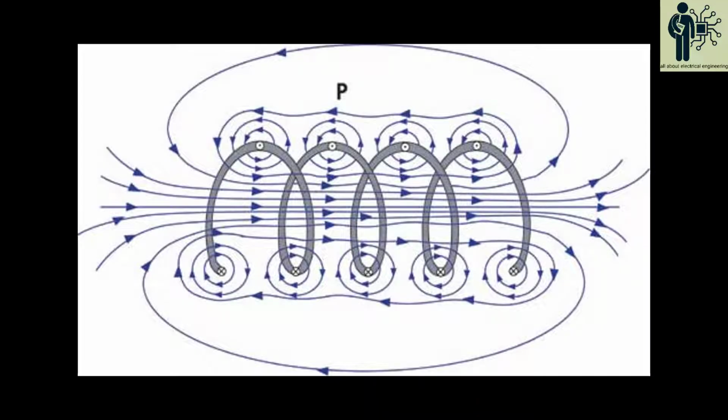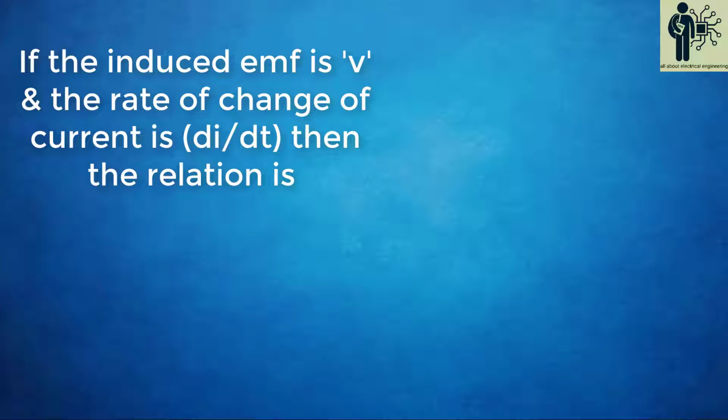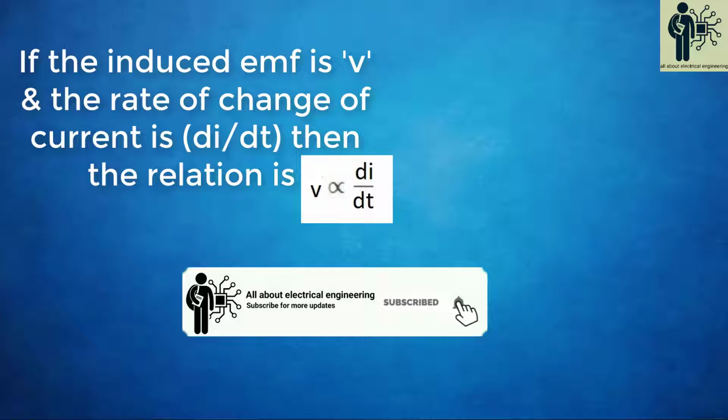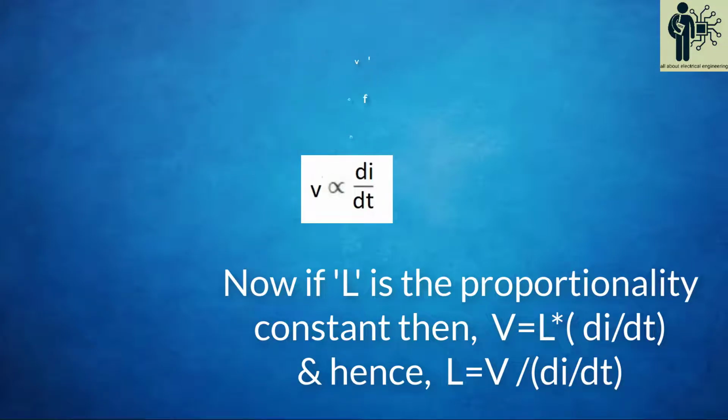Now we will see what inductance is. As we have already seen, the induced EMF across a coil is directly proportional to the rate of change of current through it. The proportionality constant in this relation is known as inductance. If the induced EMF is V and the rate of change of current is dI/dt, then the relation is V versus dI/dt. Now if L is the proportionality constant, then V is equal to L dI/dt, and hence L is equal to V divided by dI/dt.